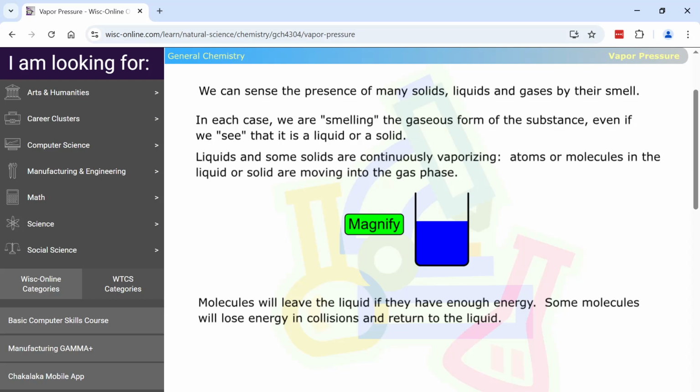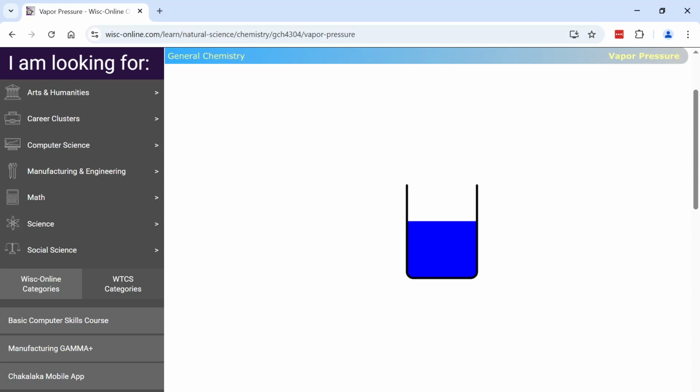So we can sense the presence of many solids, liquids, and gases by their smell. In each case, we are smelling the gaseous form of the substance, even if we see that it is a solid or a liquid. Liquids and some solids are continuously vaporizing. Atoms or molecules in the liquid or solid are moving into the gas phase. Molecules will leave the liquid if they have enough energy. Some molecules will lose energy in collisions and return to the liquid.